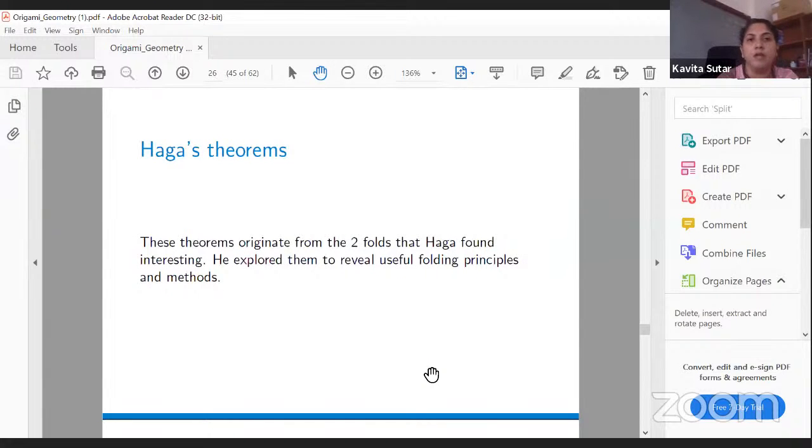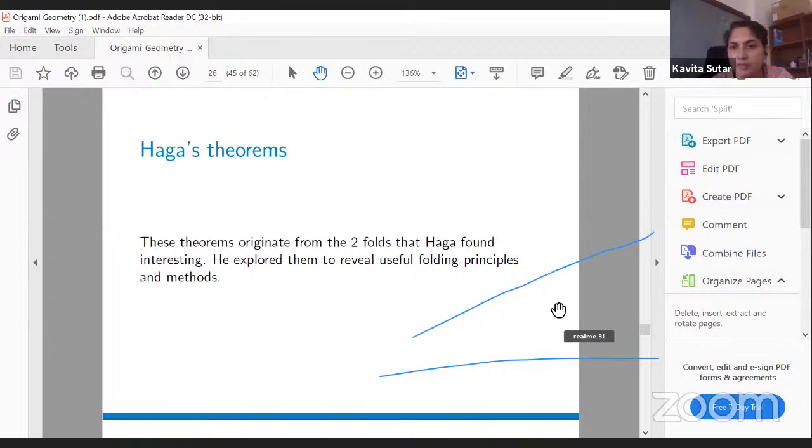Now what I wanted to show was Hager's theorems. There are 2 or 3 theorems here. I'm not going to show you all of those now because we are out of time, but I will quickly show you one. There is something appearing here. I don't know what this is.